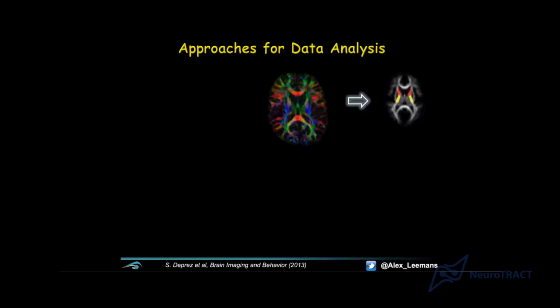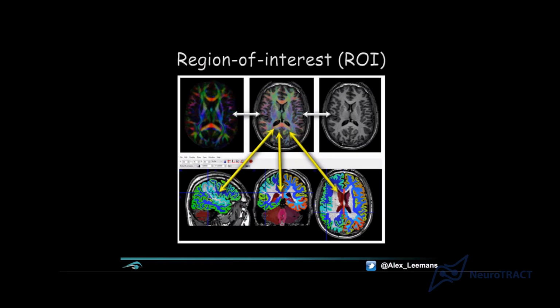Another approach for data analysis, and this is what I would call a vanilla analysis in a way, is doing an atlas-based approach based on the regions. This is kind of a schematic overview that I once made.